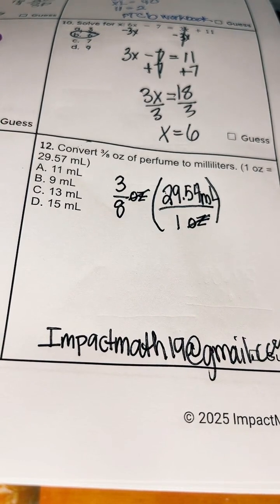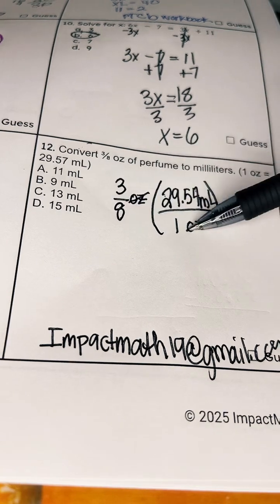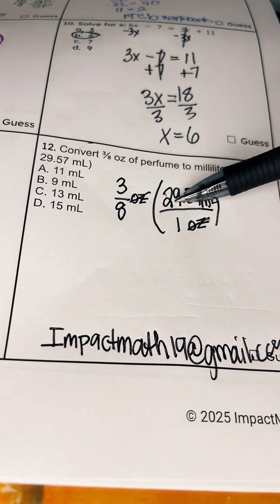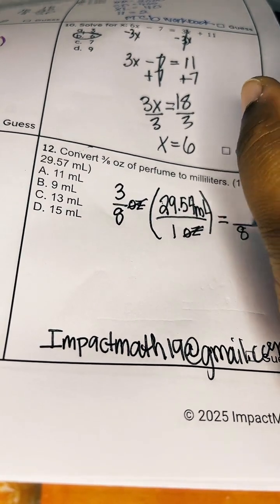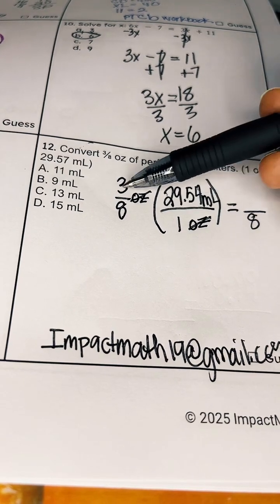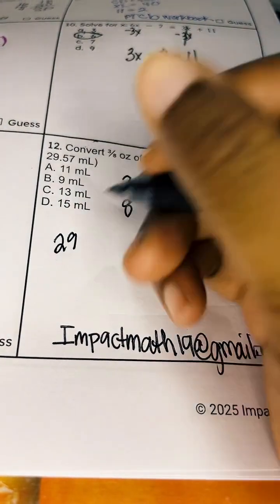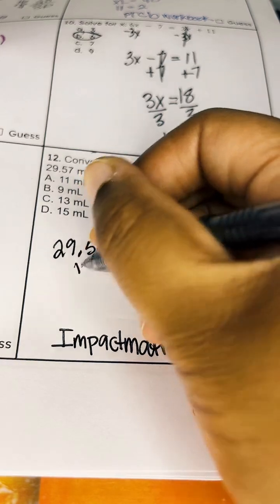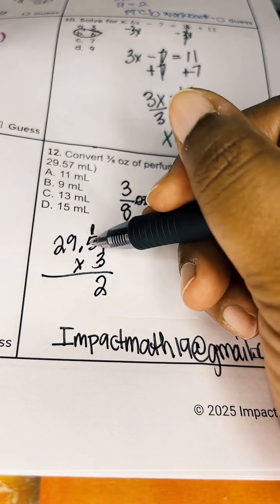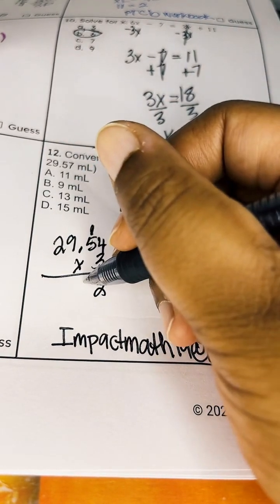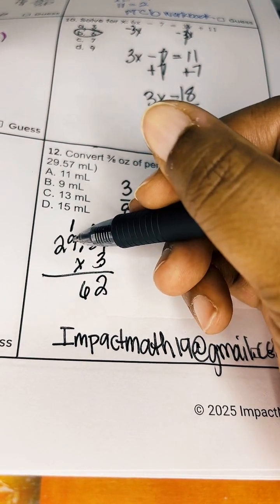Okay, now let's talk about it. We have bottom with bottom. Remember, when we're multiplying fractions, we go bottom with bottom, top with top. So we're going to get 8 times 1, that's going to give us an 8. And then we have to do 29.54 times 3. So if we do 29.54 and we times that by 3, 3 times 4 is 12, carry the 1. 3 times 5 is 15 plus 1 is 16. And then 3 times 9 is 27.